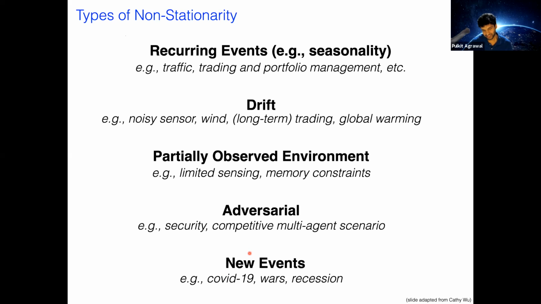And then there are new events. For example, a war happened, a recession happened. This is going to change the dynamics of how things might evolve. So, roughly or broadly speaking, we can group non-stationarity into these buckets. And now let's look at some methods which one could leverage in each of these buckets.